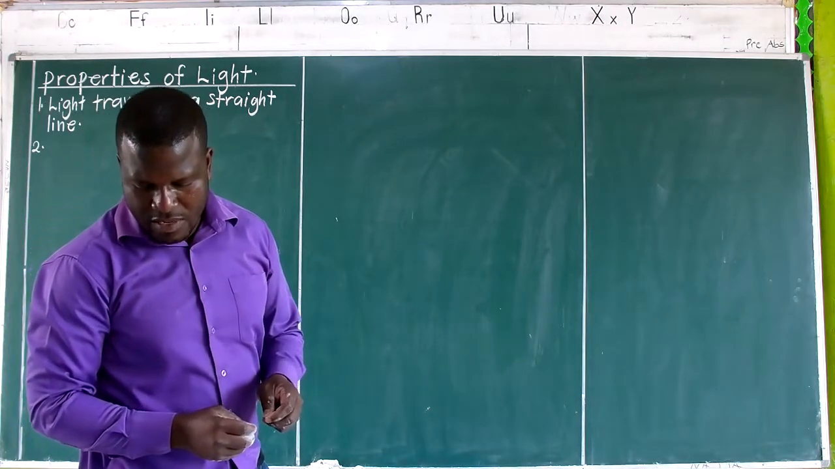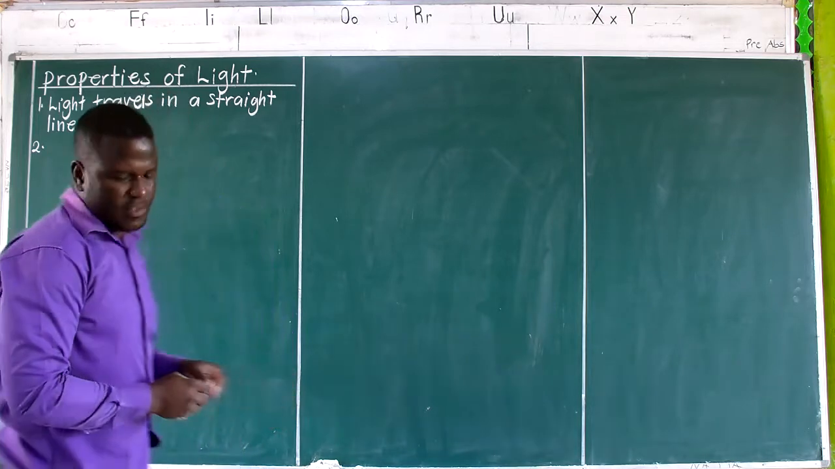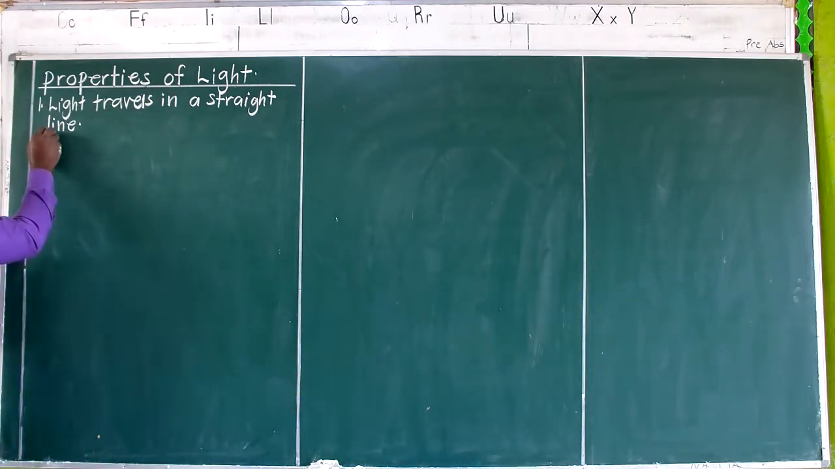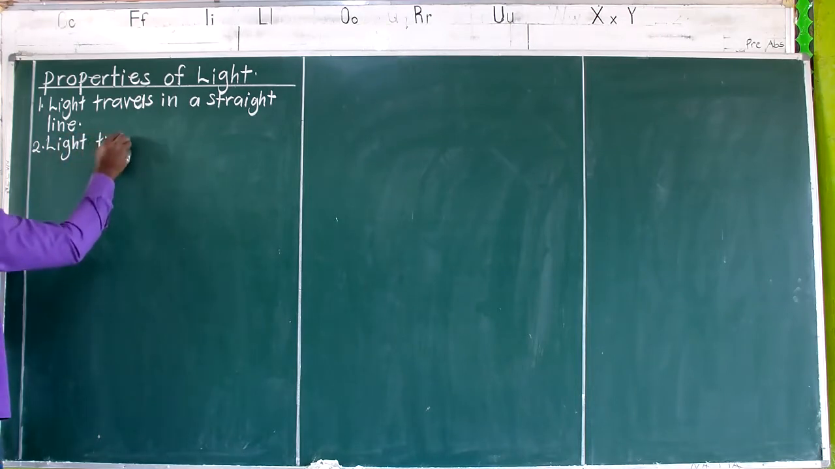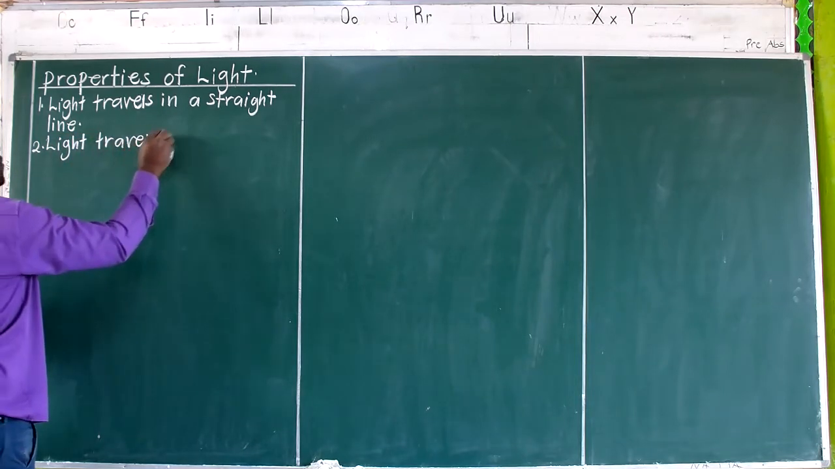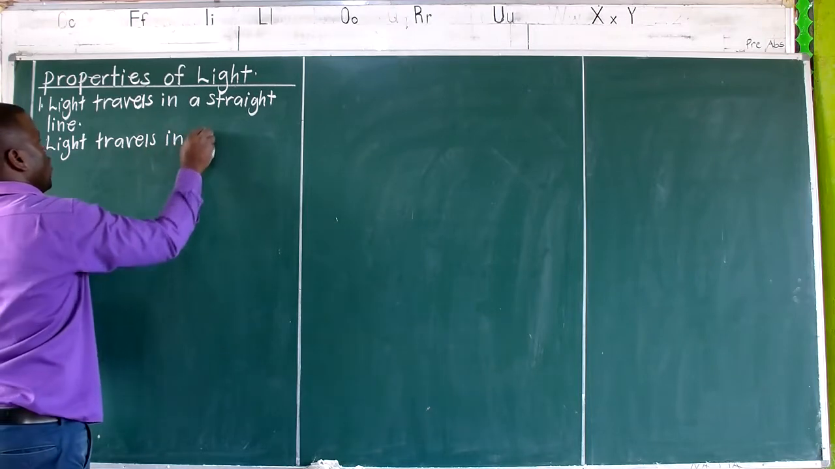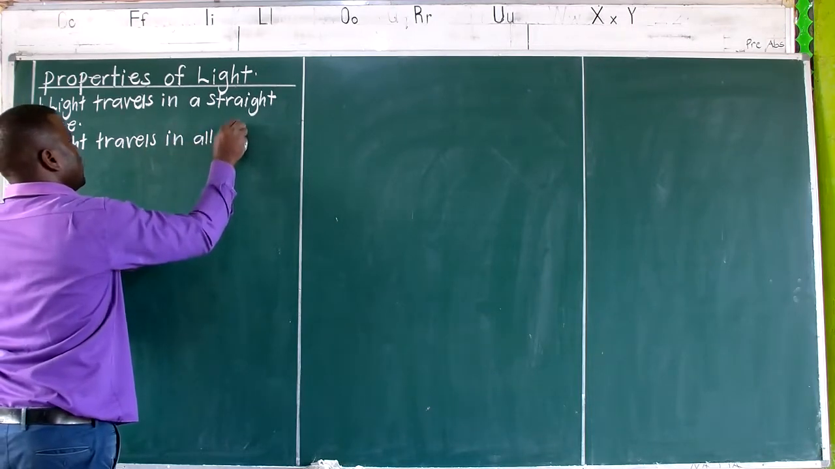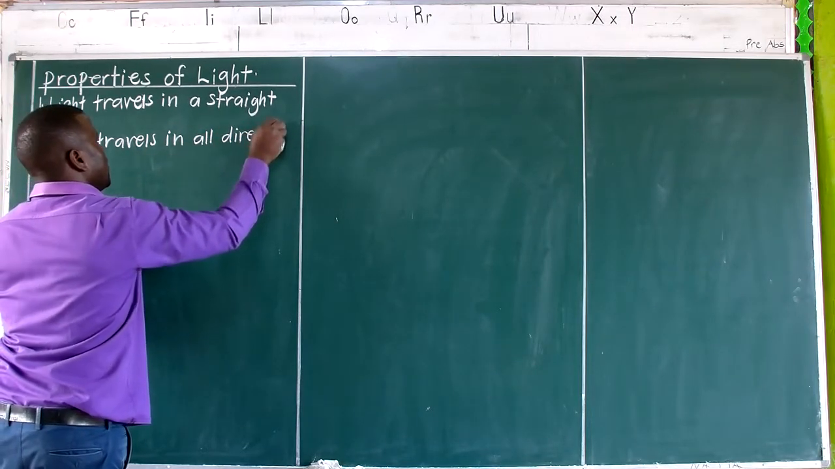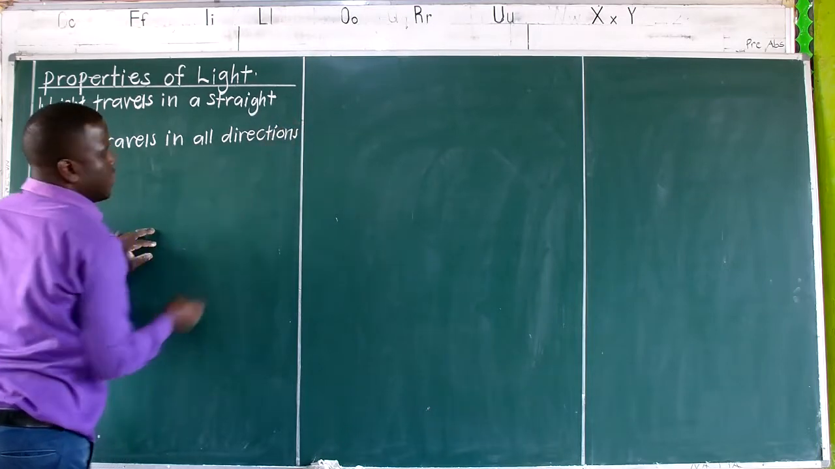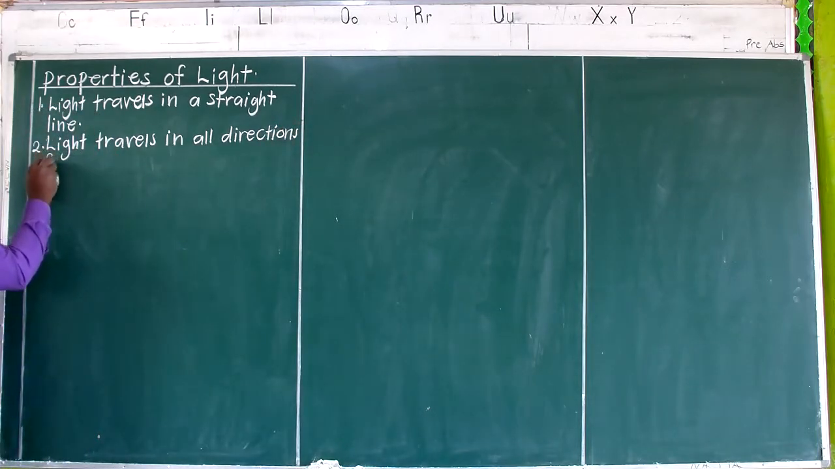Number 2, light travels in all directions from the source.